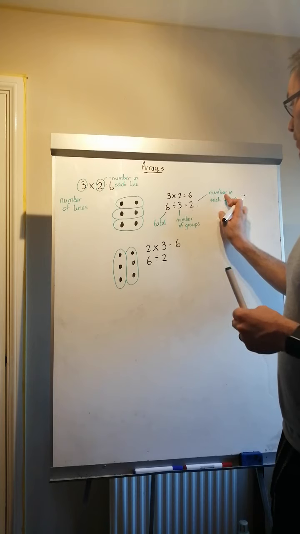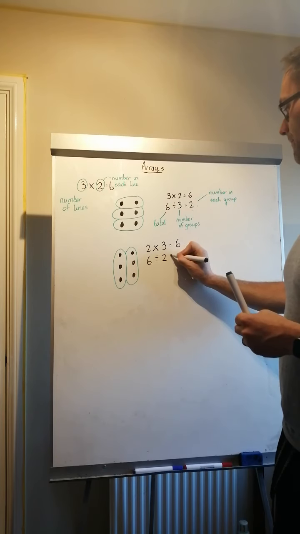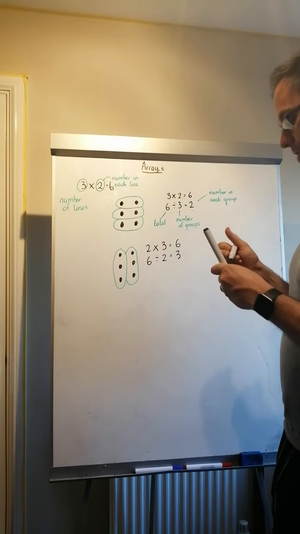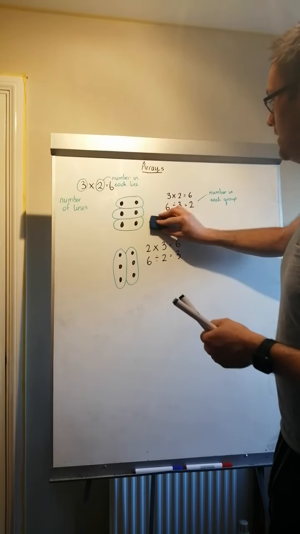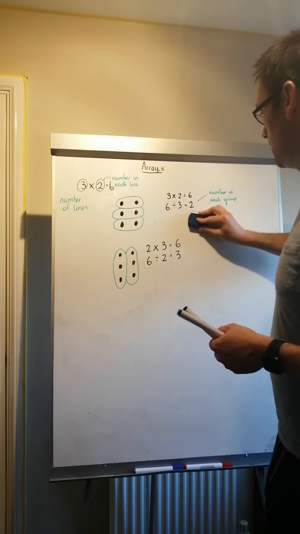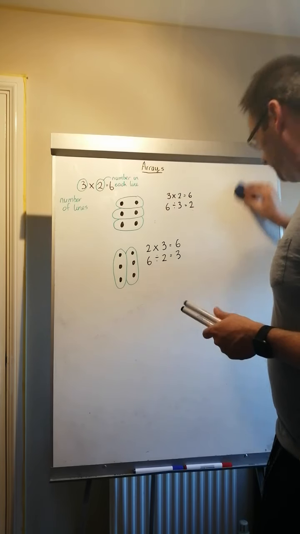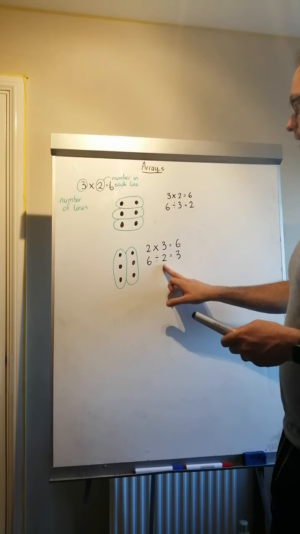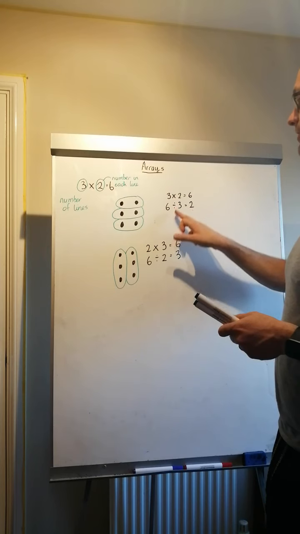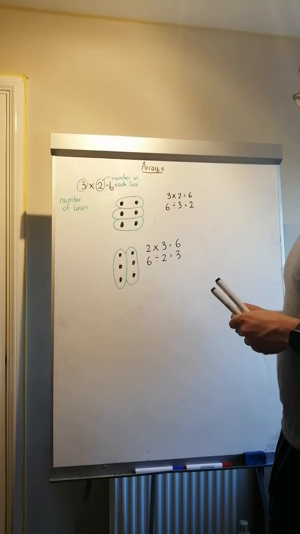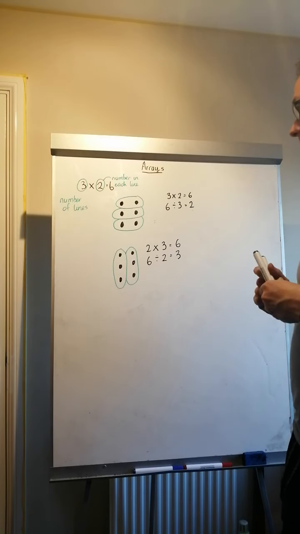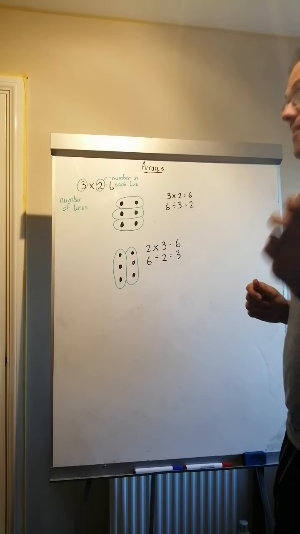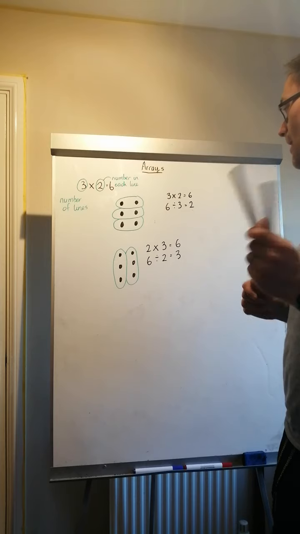And how many in each group? Well, there's 3. So what you can do is from one single array, you can come up with 2 multiplications and 2 divisions. If you want to be super clever, you can also come up with 2 additions as well.